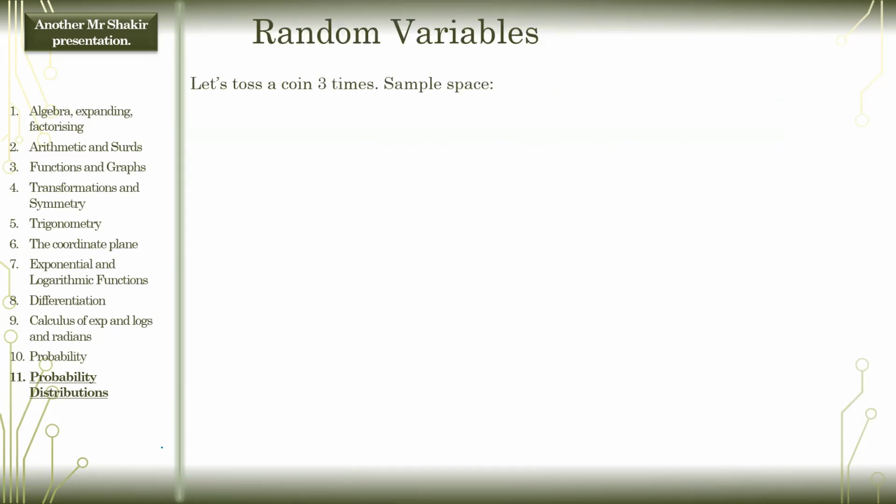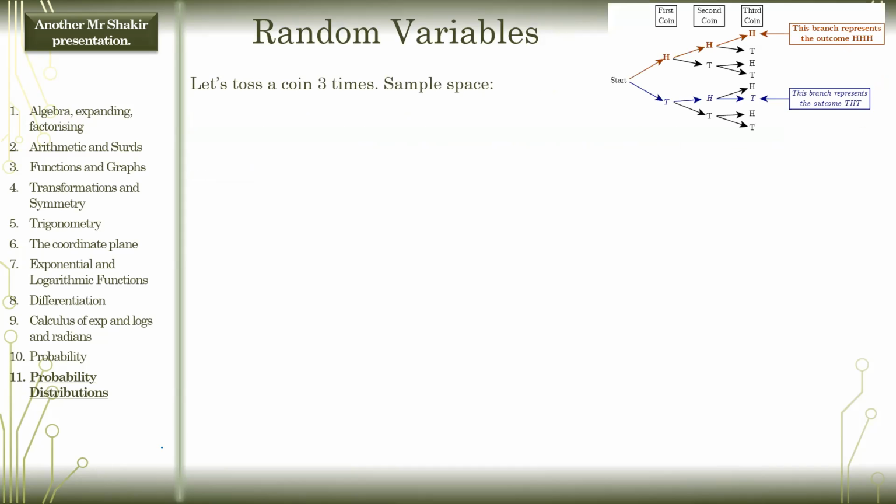So let's say we toss a coin 3 times. What is the sample space? So we just finished doing that, right? We can draw a tree diagram. You'll get something like that. So you get heads, tails, heads, tails, heads, tails, and so on and so forth. Basically, you have 8 outcomes.